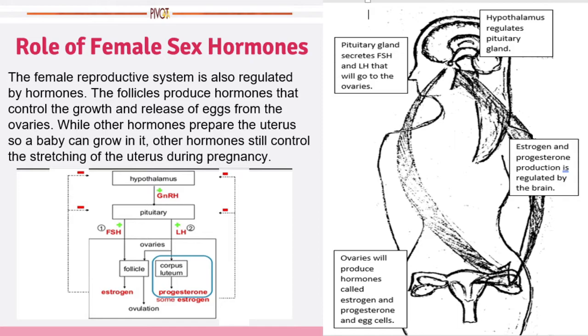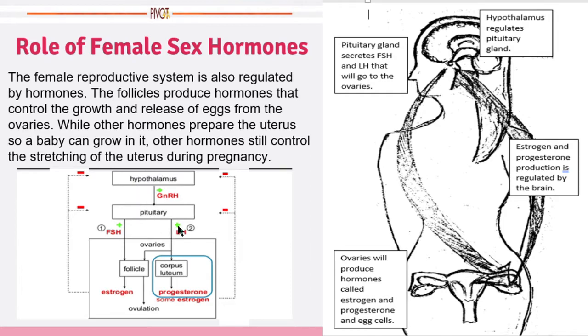Now let's proceed to the role of female sex hormones. The female reproductive system is also regulated by hormones. The follicles produce hormones that control the growth and release of eggs from the ovaries, while other hormones prepare the uterus so a baby can grow in it, and still other hormones control the stretching of the uterus during pregnancy.